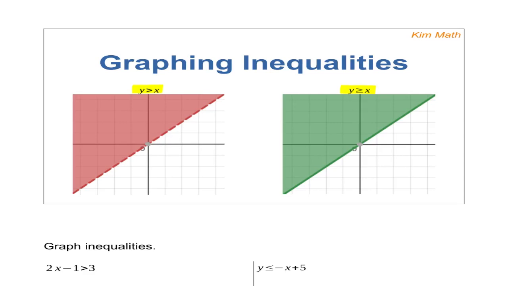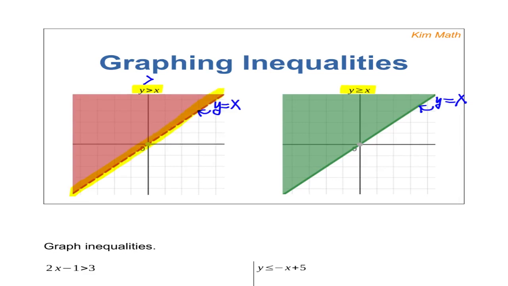Okay? To sketch this inequality, we must sketch the equation first. In this case, y equals x and y equals x. So this is y equals x, this is y equals x, right? And here, for the first example, we have just a greater than symbol, no equal sign. In that case, we must sketch the dotted line.